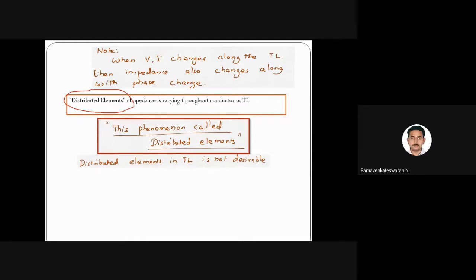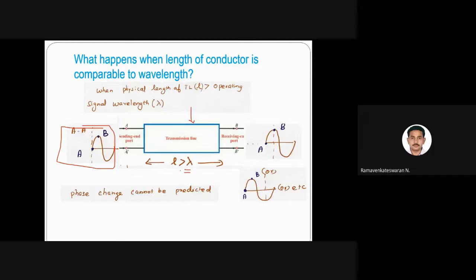So the impedance will vary throughout the transmission line, is what we have to understand here. What happens when the physical length is comparable to the operating wavelength, or sometimes more than that? Definitely it will be more than, correct? When you see a coaxial cable or fiber running from one city to another city, the physical length is definitely going to be higher than the operating wavelength, correct? When you have a DTH cable from the DTH antenna to the set-top box, the wavelength is small or comparable to the physical length, because I cannot restrict it.